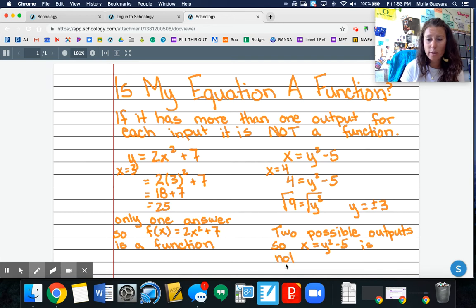It's still an equation. It's still a valid equation. It's just not a function. So we just have to call it an equation instead of a function. So hopefully that makes sense. We can just plug it in. So if you're trying to figure out if your equation is a function or not, just plug in a number and see what happens.